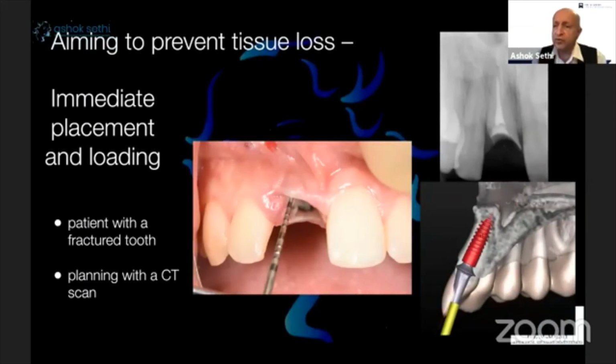All your treatment, without a doubt, needs to be done, in my opinion, with 3D planning. There's no question of it. The human body is three-dimensional. You need to be able to see those 3 dimensions, and you need to be able to place the implant in the appropriate place.